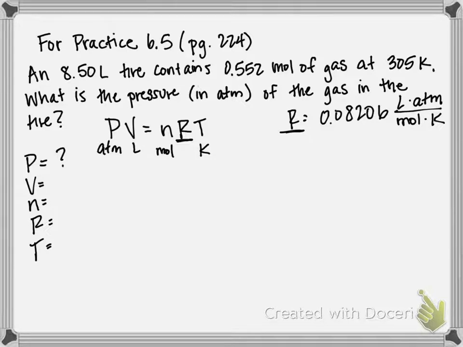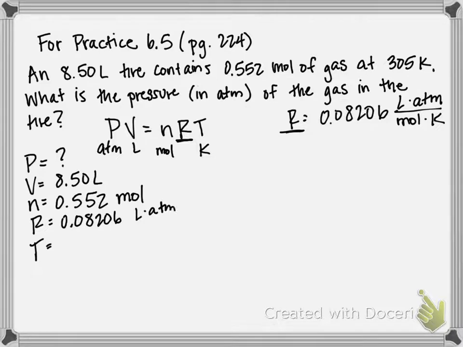We're given a volume of 8.50 liters. We're given a mole amount of 0.552 moles. Our R is always going to be 0.08206 liters times atmospheres over moles times Kelvin. And you'll see why that has to be those units in a second. And then it tells us our temperature is 305 Kelvin. So all our units are what they need to be for us to plug into this equation and solve.